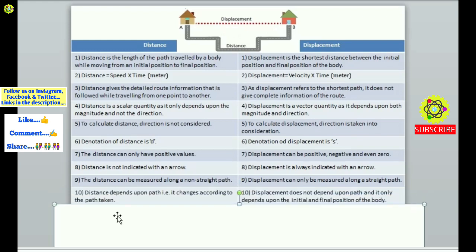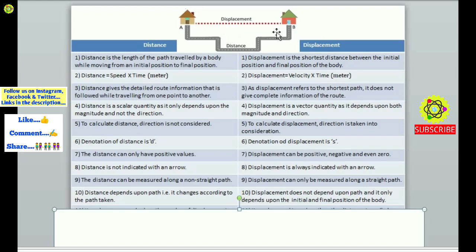Further, distance depends upon path, that is, it changes according to the path taken. As you can see here, distance changes according to the path taken. Displacement does not depend upon path, and it only depends upon the initial and final positions of the body. So displacement does not depend on any path, it is a directly connected line between the initial and final position of the body.